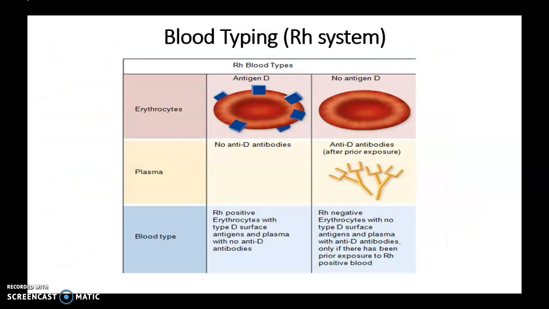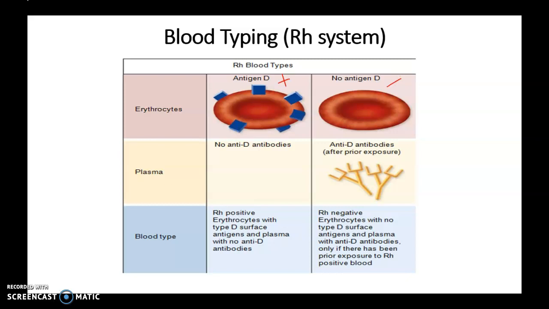So this is again from the textbook. So we see three columns, right? So the first column, in pink, is talking about the type of erythrocytes. So we look at red blood cells. Rh positive blood type does have the D antigen on the surface. And if you are Rh negative, you have no D antigen on the surface of RBC.